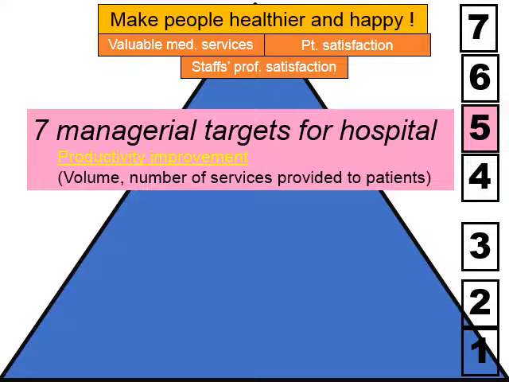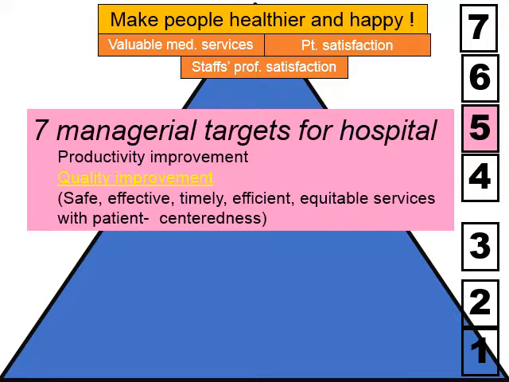In order to do so, definitely, the hospital should seek further betterment of 7 managerial targets. Just to have a quick review, we may take a look at the following slides. Productivity should always be an issue. The hospital is required to provide various healthcare services. The volume and number of the services should be increased. The productivity cannot simply be discussed without consideration of quality of each service.